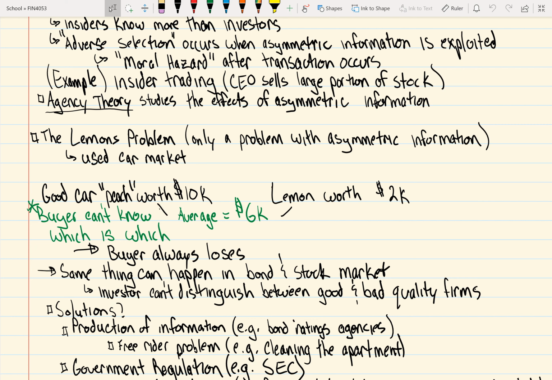And the problem comes when, if you think the average is $6,000, then if the insider actually decides to sell you a car, it's only going to be the lemon. He or she is not going to sell you the peach that they actually know is worth $10,000. So it results in basically always a bad deal for the buyer.